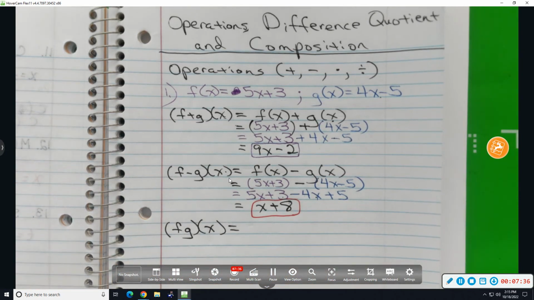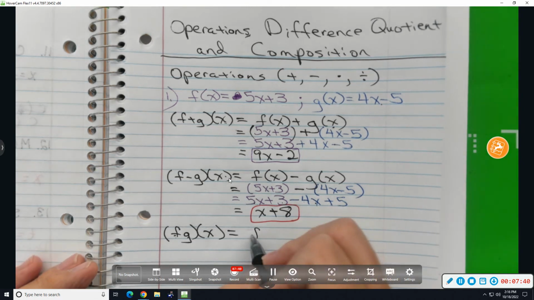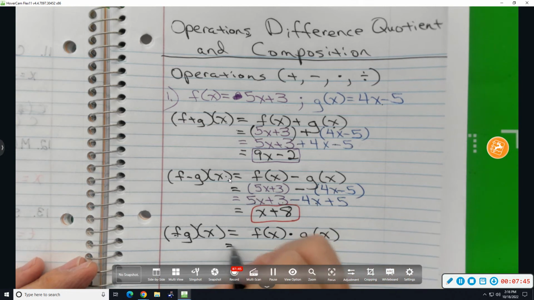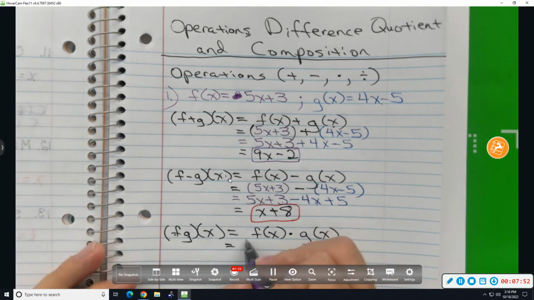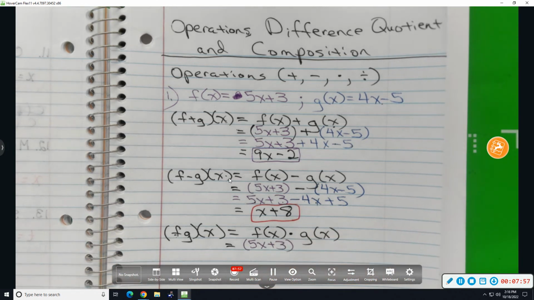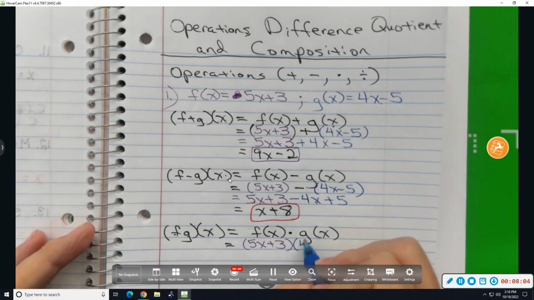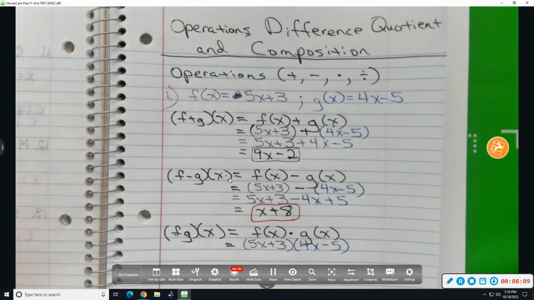f times g, that just says take f and multiply by g. Well, we know f of x, they gave it to us, it's 5x plus 3, and notice I'm enclosing it in parentheses. And we're multiplying it by g of x, that's 4x minus 5. I said that multiplication of functions is just plain old algebraic multiplication.